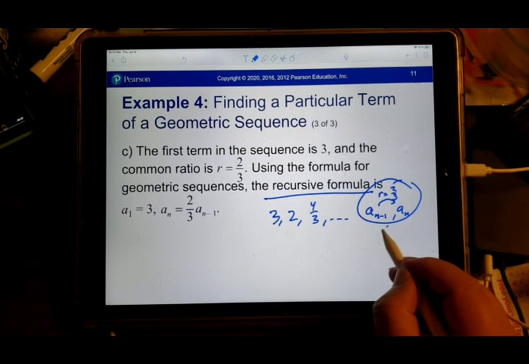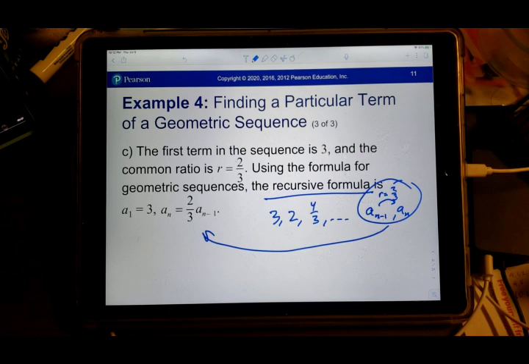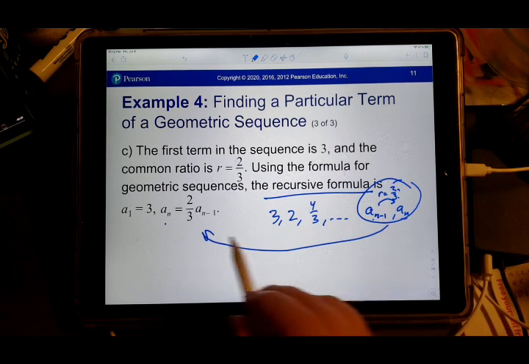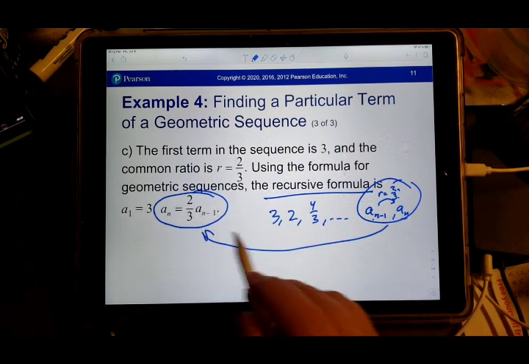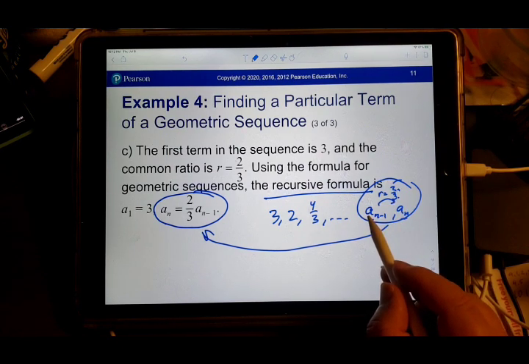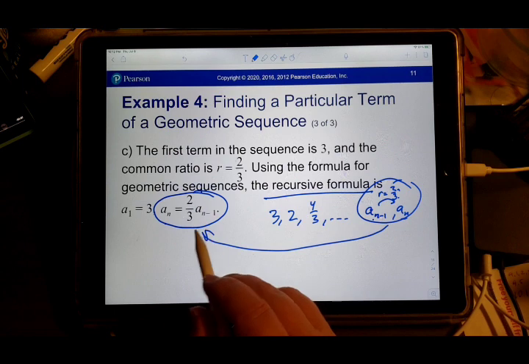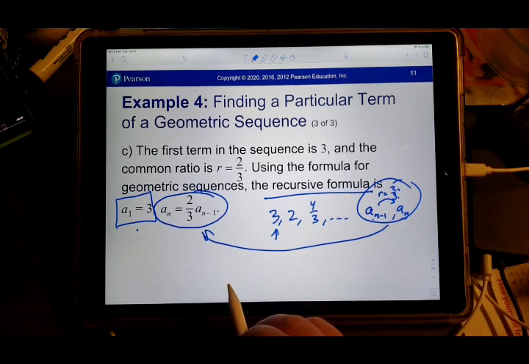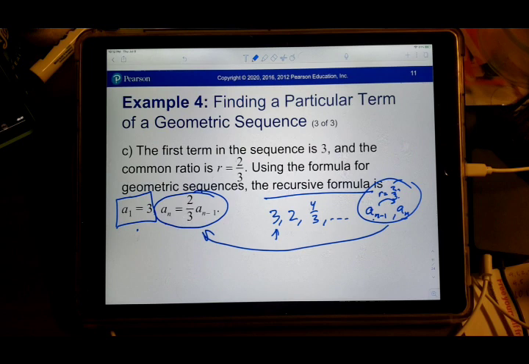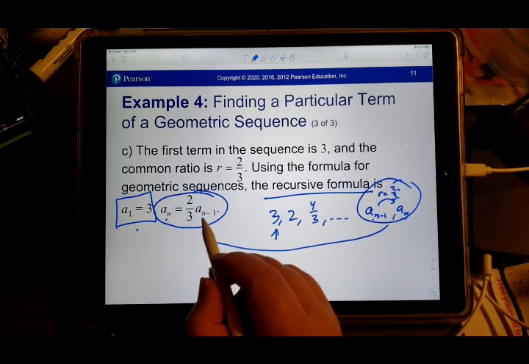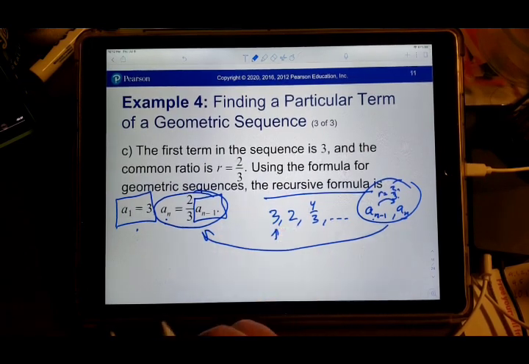And what does that mean in an equation? Well, in an equation, it means a sub n equals 2/3 times the previous term. That's this formula: a sub n equals 2/3 times a sub n minus 1. And what started it all? Well, what started it all was a sub 1. So when they ask for a recursive formula, that's what they're looking for: the first term and then a formula for a sub n based on the previous term.